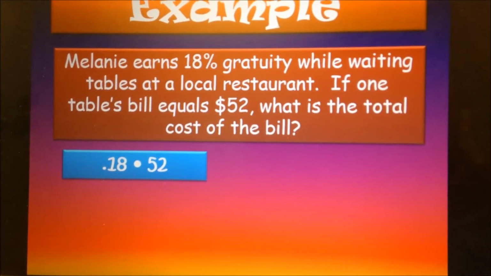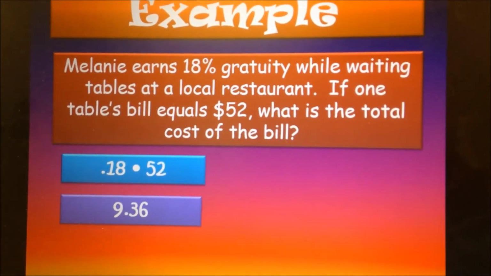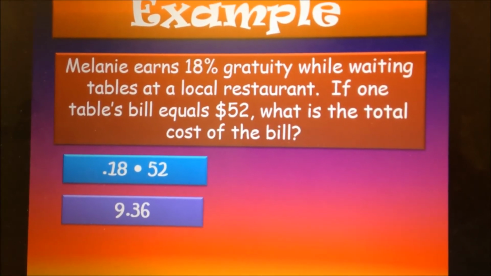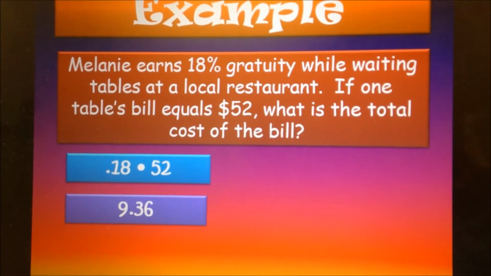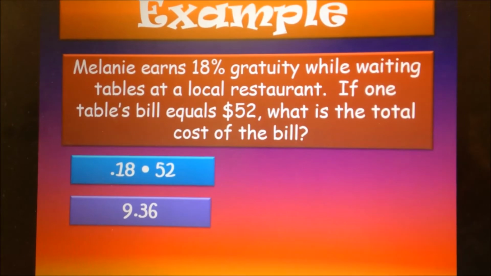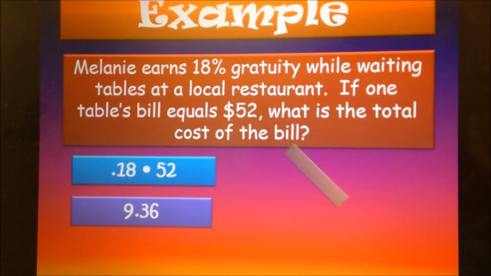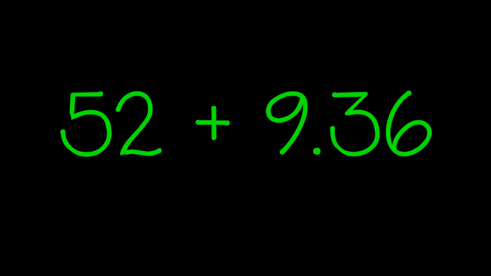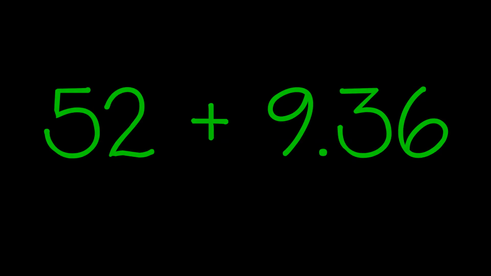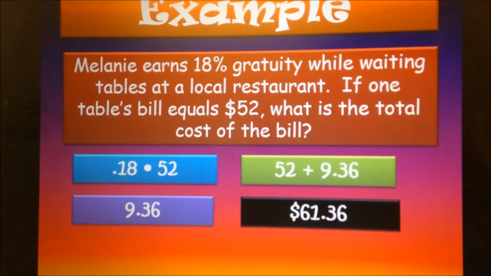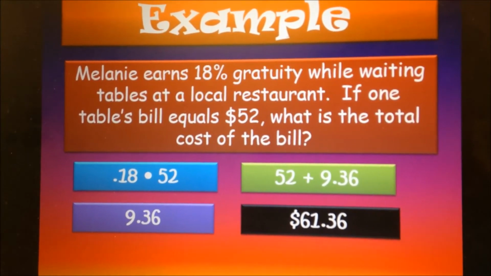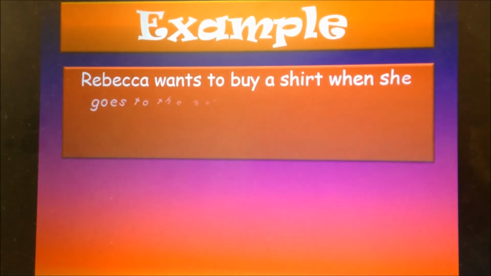When I multiply 0.18 times 52, I'm going to get 9.36, which means I'm going to be tipping Melanie $9.36 on top of the $52. To find out how much I owe total, I'm going to take my $52 and add the $9.36 to it. Making my grand total that I'm leaving $61.36.